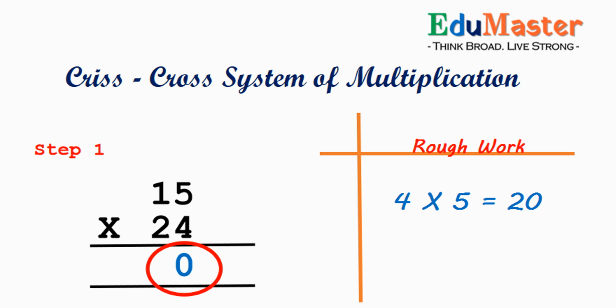So here, we have an example of 15 multiplied with 24. We have to solve by new steps. Let's multiply 4 with 5 in rough work. That gives us 20. So we write 0 in one's place.